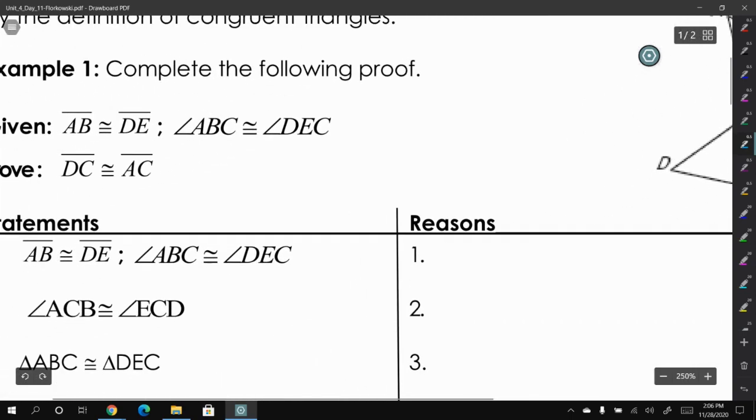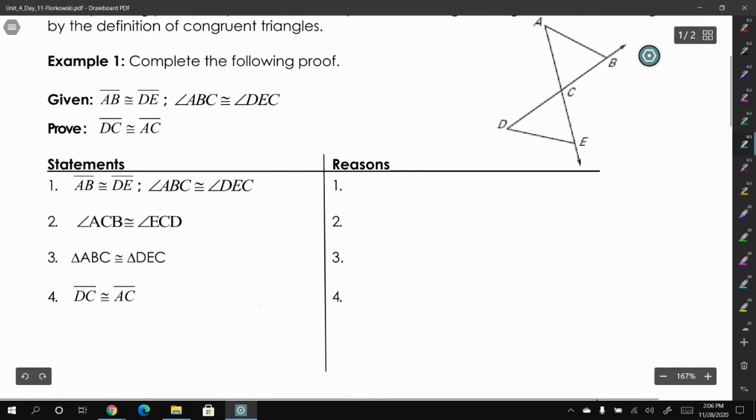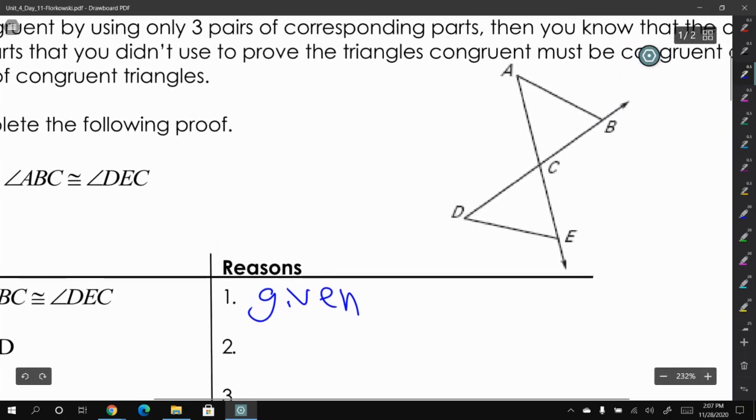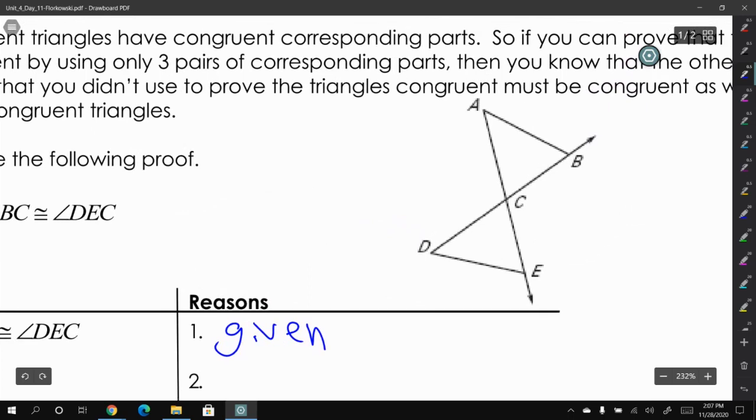So let's look at this example here. We'll start with the basic one. We have AB is congruent to DE, and angle ABC is congruent to angle DEC, and that is given. So let's go and mark that up. We have AB is congruent to DE, and we have angle ABC is congruent to angle DEC.